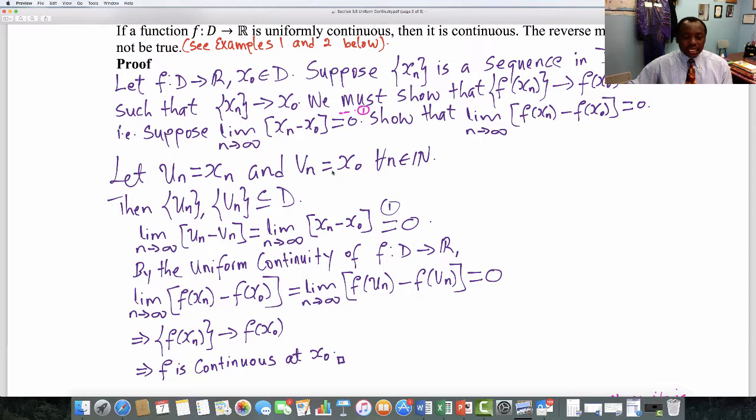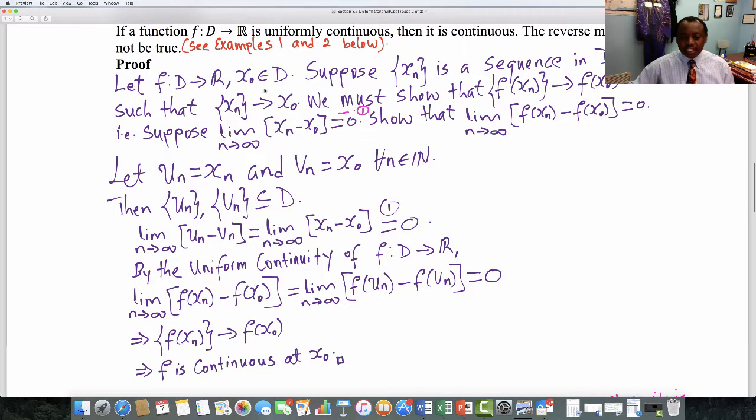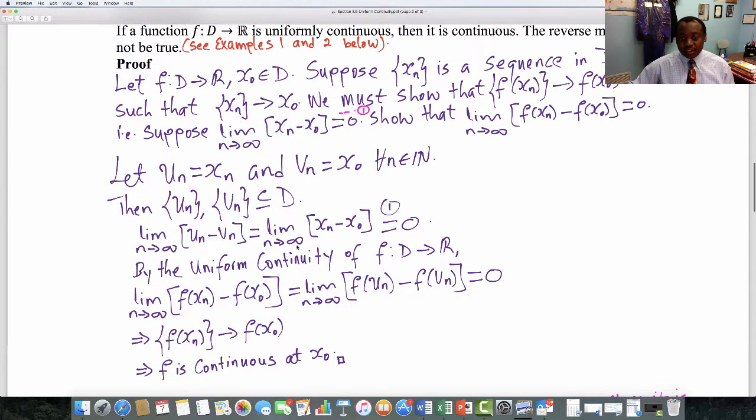So we have the limit as n approaches infinity of un minus vn equals the limit as n approaches infinity of xn minus x0. But we know that xn converges to x0. That is the assumption we have here. So the limit as n approaches infinity of xn minus x0, by the sum limit theorem, equals 0 right here from equation 1. Recall that our target is to prove that the limit as n approaches infinity of f of xn minus f of x0 equals 0. In other words, the sequence f of xn converges to f of x0.